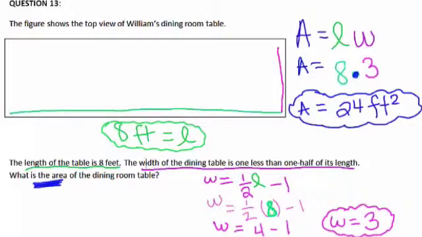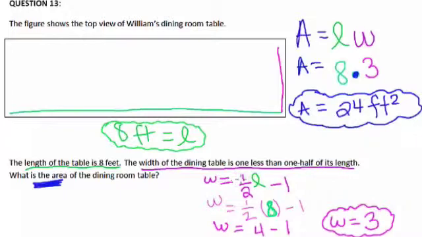Now, it says that the width of the dining room table is 1 less than 1/2 of its length. That sounds really tricky. This is just a verbal expression, or equation I should say, that represents the width. We have to make this verbal phrase into a number phrase. So it says that the width is 1 less than 1/2 of the length. Well, we know what the length is. The length is 8, so let's draw that out in a numerical expression or equation.